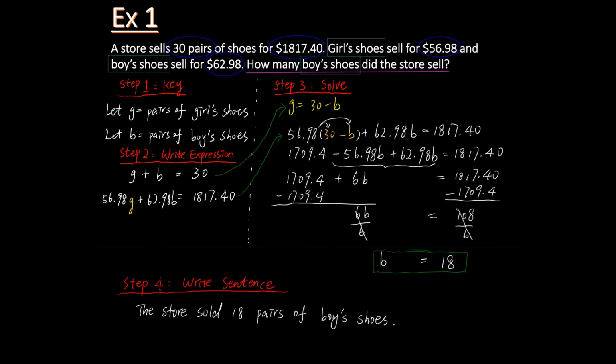Before we move on to the next example, let's have a quick summary. For the word problem, we need to circle, underline, and box important information from the question. Then follow these 4 steps. Step 1. Make a key to represent the variables. Step 2. Write algebraic expressions. Step 3. Use either the substitution method or the elimination method to solve it. Step 4. Write a sentence to describe your answer in the context of the problem.